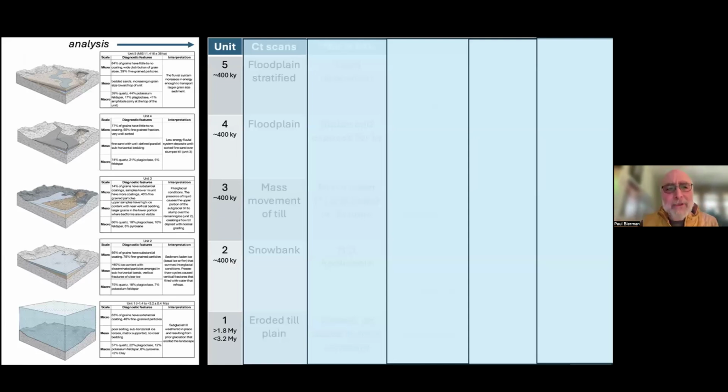So here's another way I'm going to try to put this together before I finish, which is to borrow a diagram from Kat Collins's paper. And this one correctly has Unit 1 at the bottom and Unit 5 at the top. And these are Drew's diagrams that Kat modified of what the landscape might have looked like at different times. And so Unit 1, again, we have this time constraint greater than 1.8 million from the luminescence, less than 3.2 from the cosmogenics. Everybody else is 400,000 years ago.